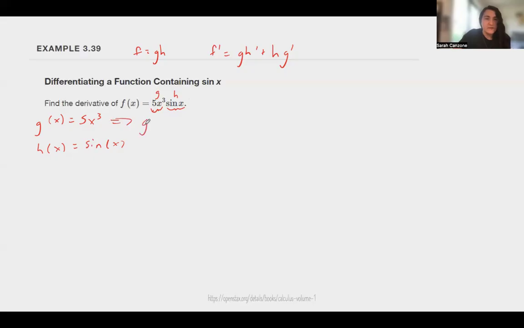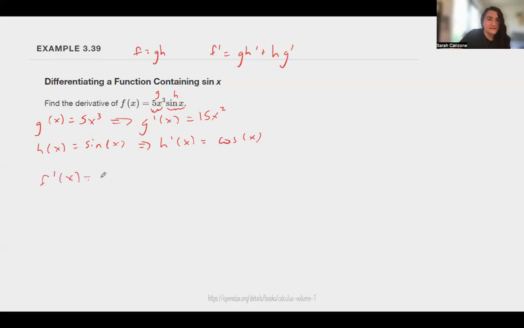So that implies the derivative of g is, this is our basic power rule, multiply that 3 by the 5, gives us 15x, and subtract 1 from the exponent, 2. And now we can take the derivative of h. h prime of x is, and this is where we remember the derivative of sine is a positive cosine of x. Now we can just go ahead and plug right back into our product rule.